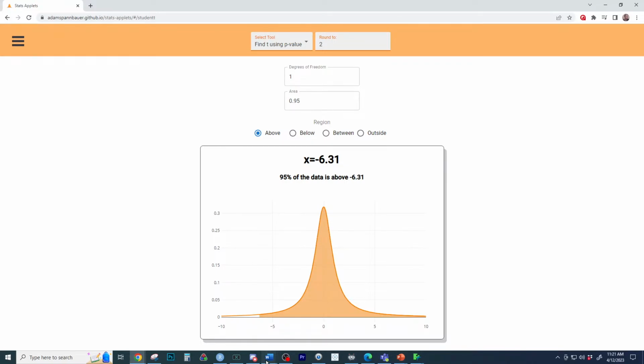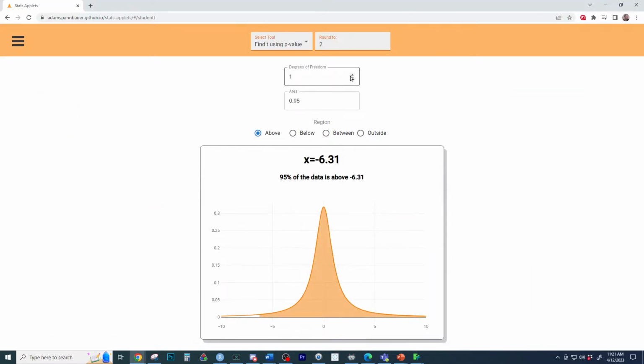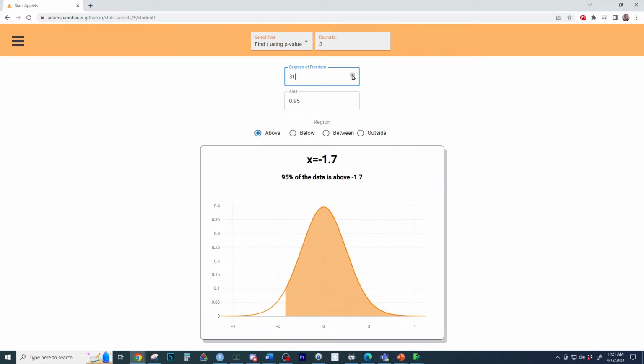So we need to enter in our degrees of freedom, which change the shape of the T, for a T with 31 degrees of freedom. You can just click 31. You can just type it in, but you do get to see the animation of the T going to be more normal as you increase this right here.